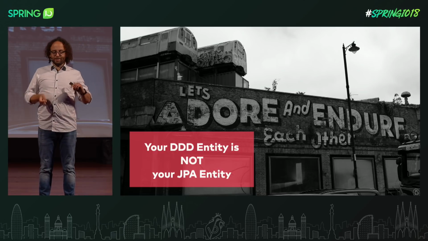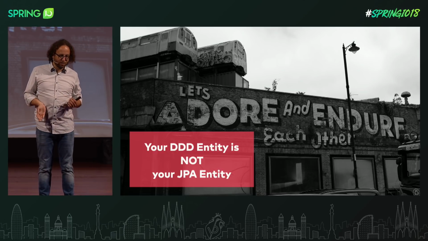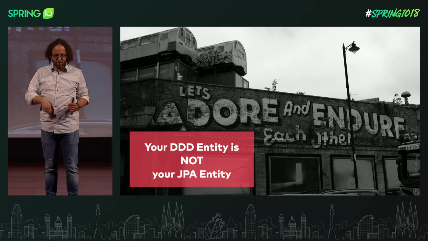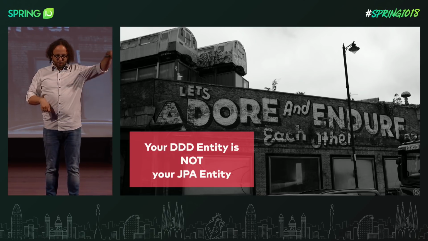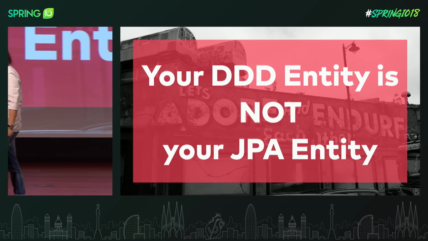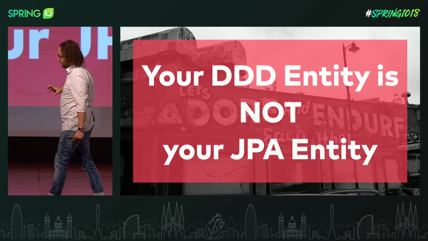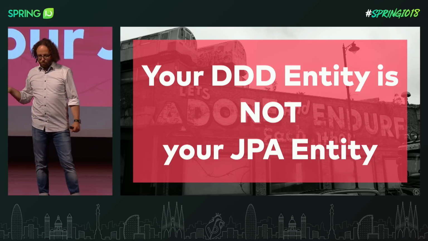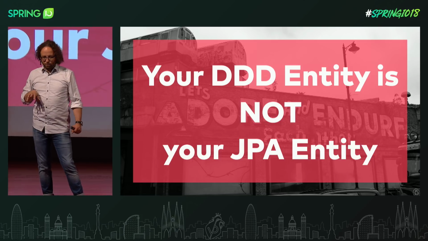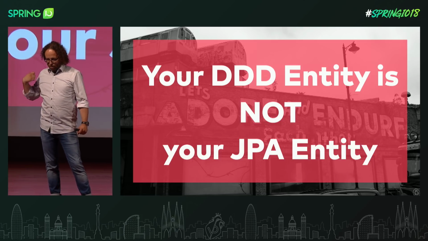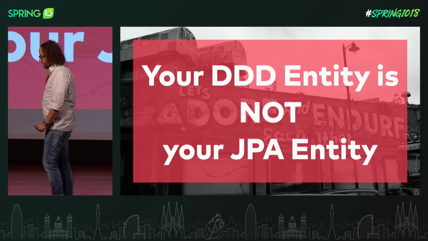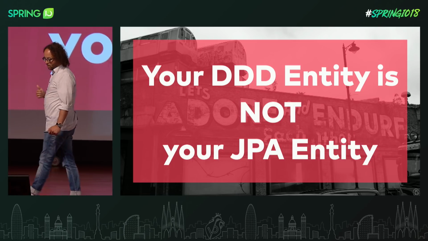But as I said, we can apply the concept of bounded context to that as well. Different context. One is a data entity, the other one is a business entity. So, as a general rule of thumb, please don't go ahead and mix up your DDD and your JPA entities. Those are two different kinds of things. One is behavior, logic, and so on. The other one is data.